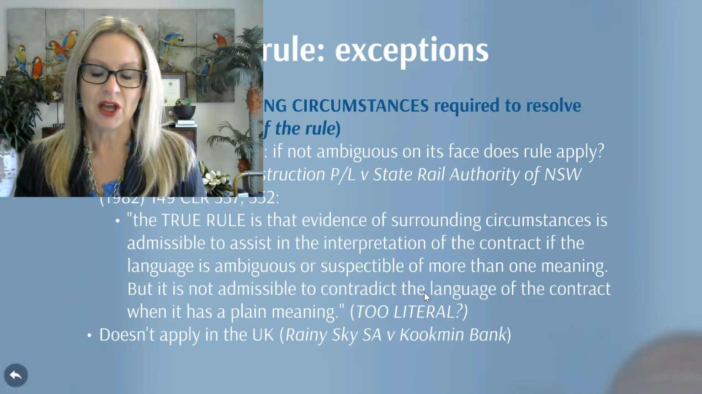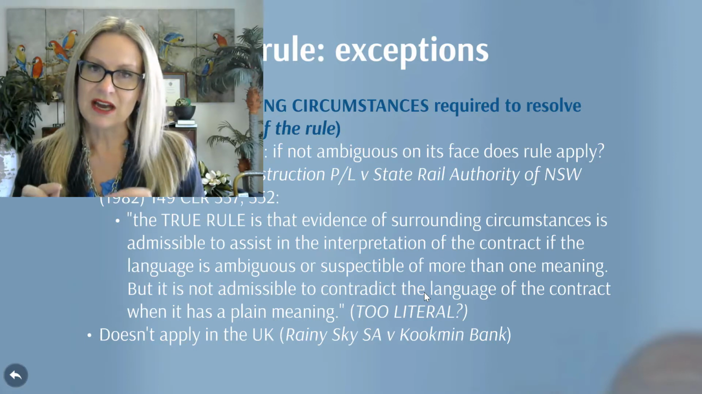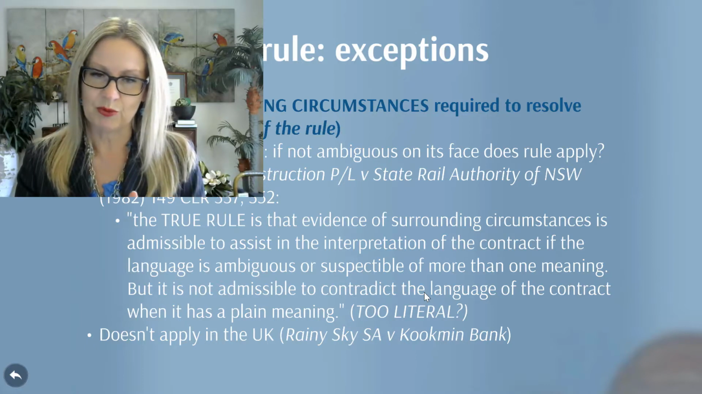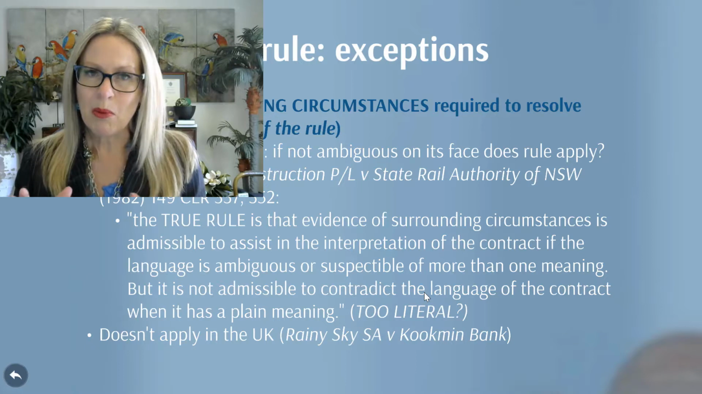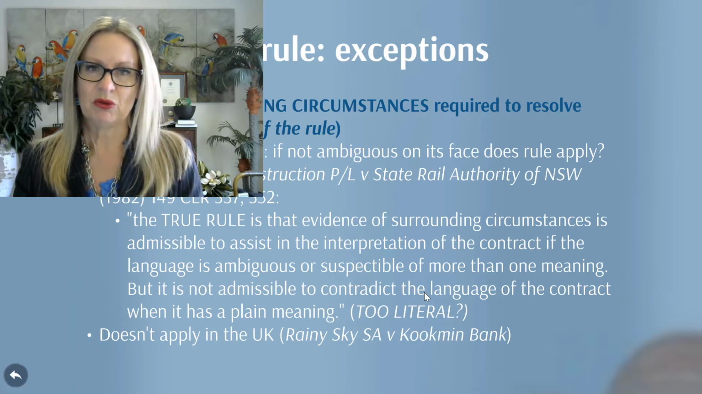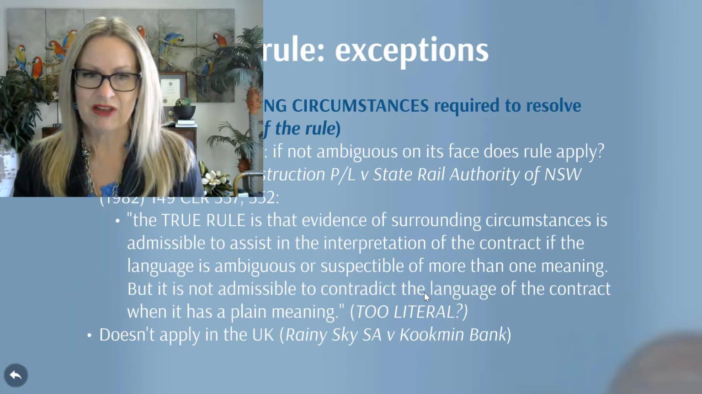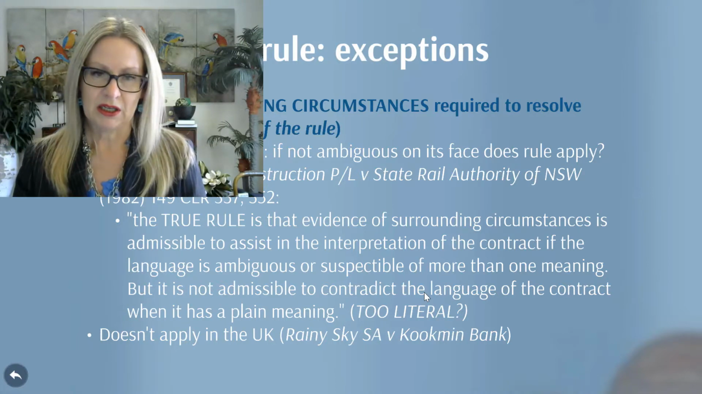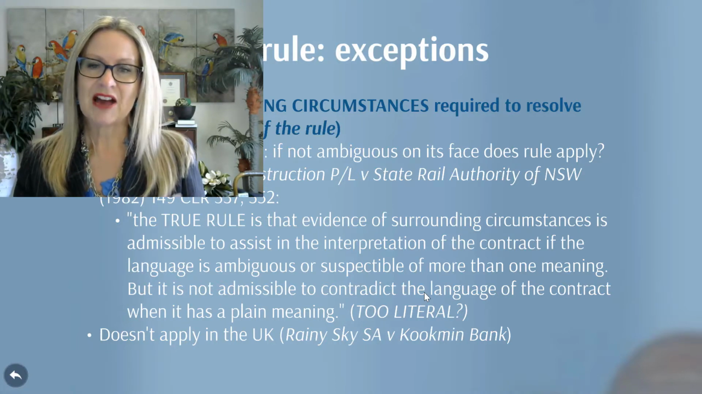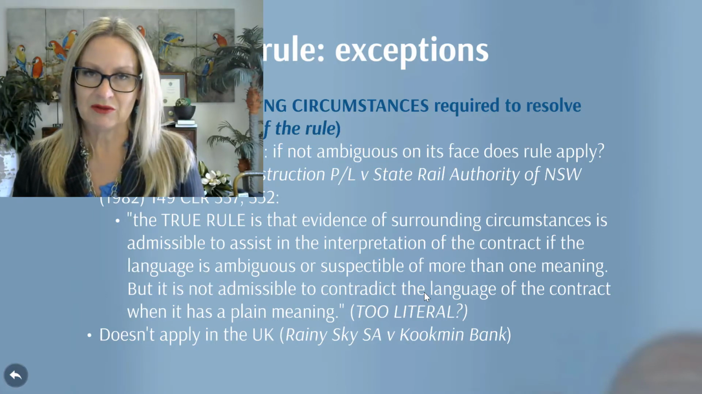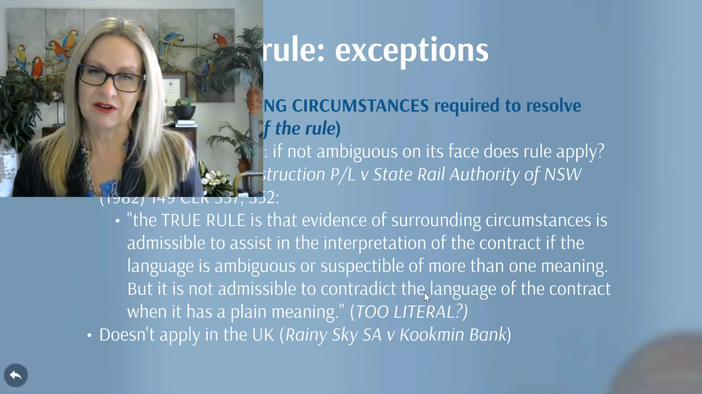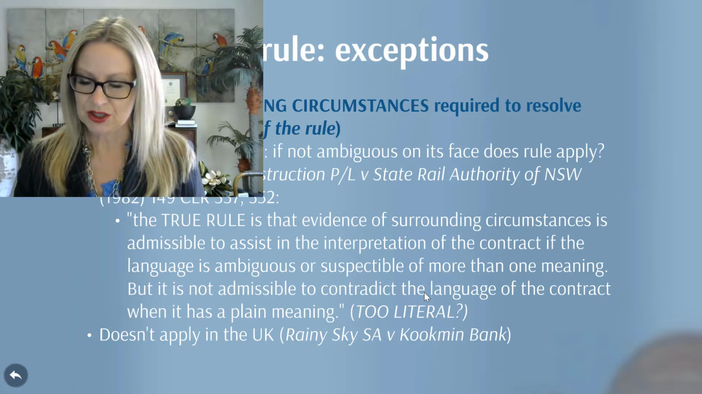Now, because of that reason, the UK has shifted away from the way that we tend to approach things, and they've said that that whole part of the parole evidence rule just doesn't apply. They have no true rule in the UK. You don't have to have something apparent hitting you in the face from the terms of the contract themselves where there's ambiguity or lack of clarity before you can get your evidence in. They're a little bit more lenient.